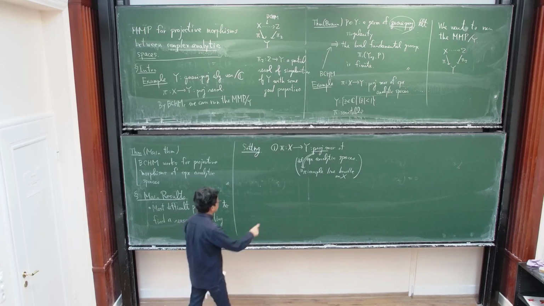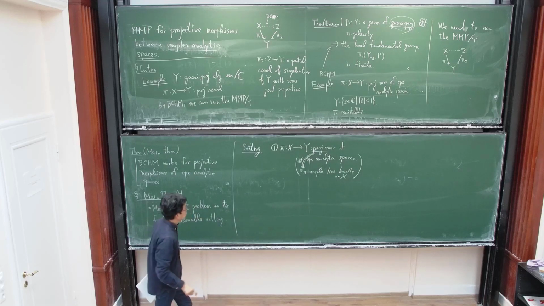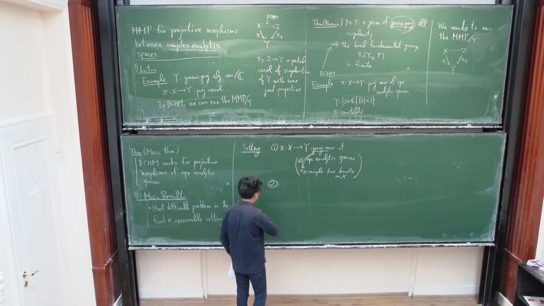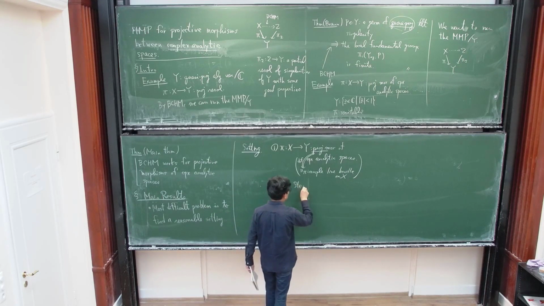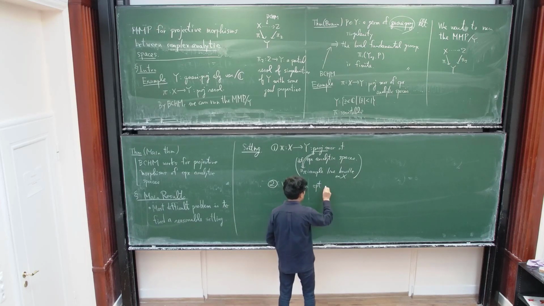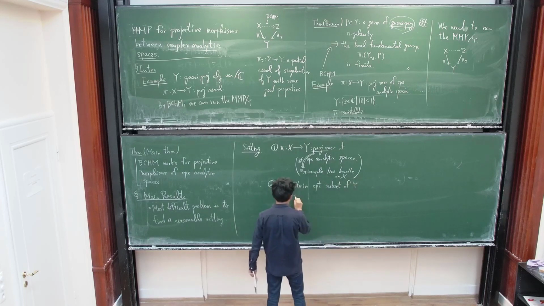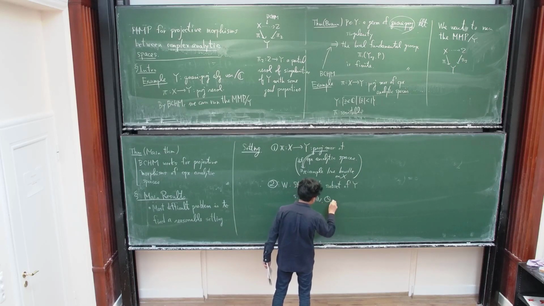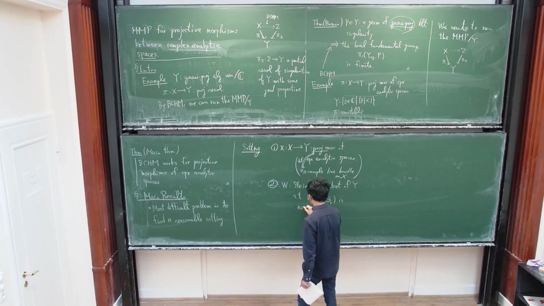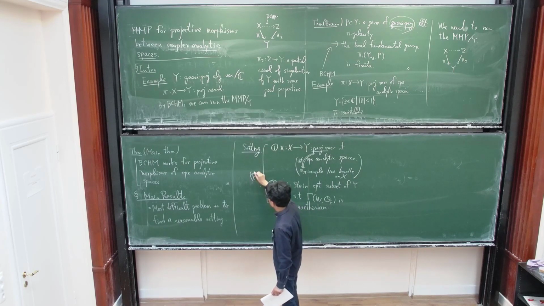In general, X and Y are not compact, so we need some finiteness assumption. Second condition, this is very important: W is a Stein compact subset of Y, such that the ring of holomorphic functions on W is Noetherian. We call this condition P.